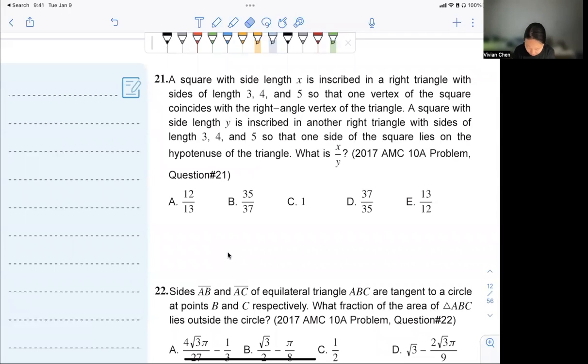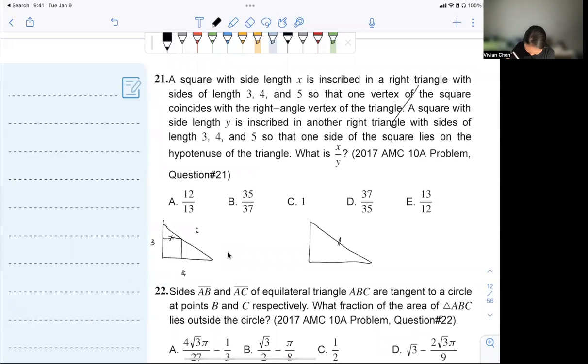A square with side length x is inscribed in a right triangle with sides of length 3, 4, and 5. Let's just start drawing as we read. So we have 3, 4, and 5. This is a right triangle. And one vertex of the square coincides with the right angle vertex of the triangle. This is the right angle vertex of the triangle. So this is where the square lies, and it has length x. Okay, then we have another triangle here.